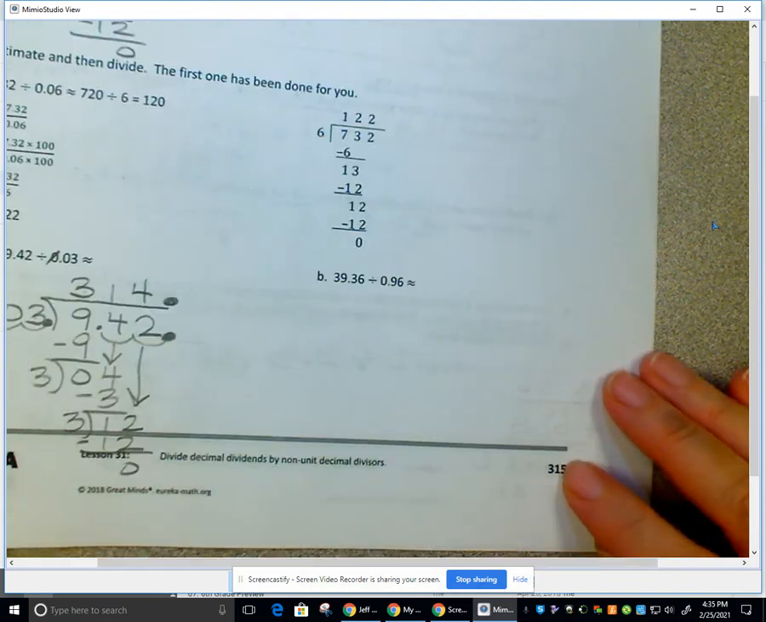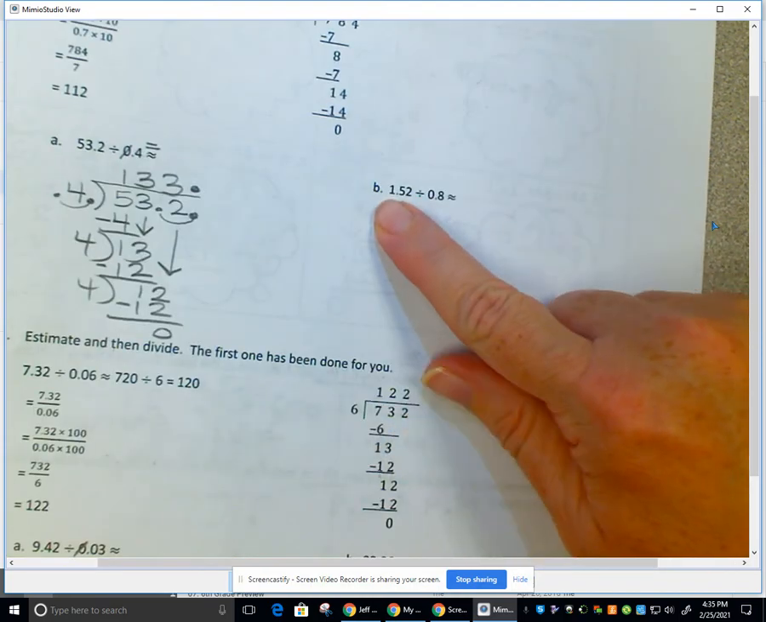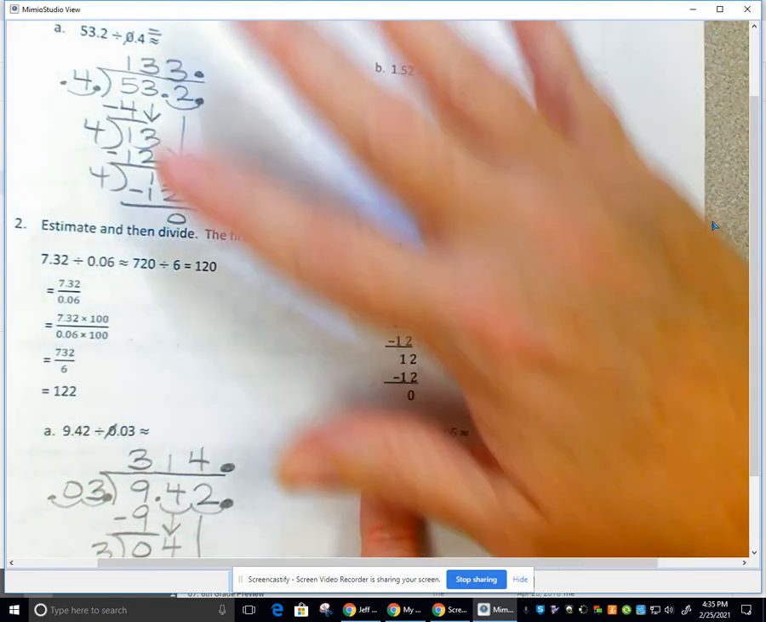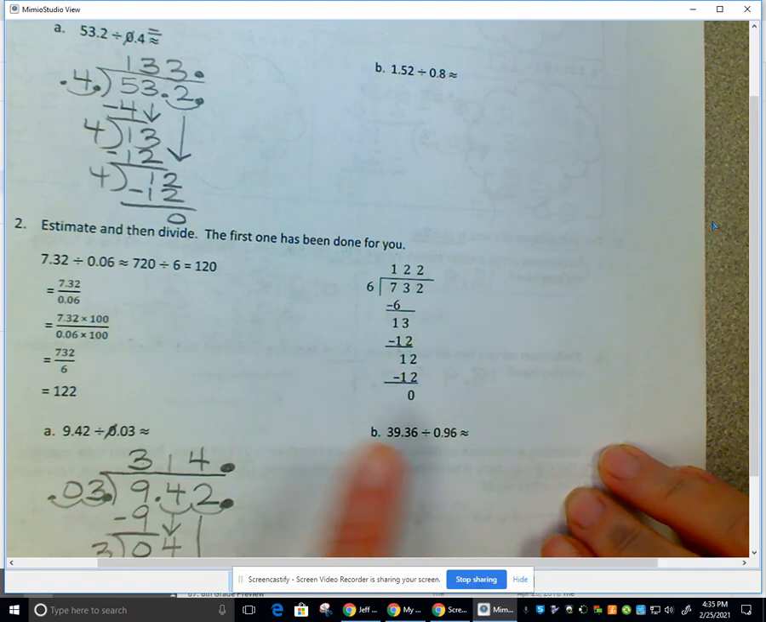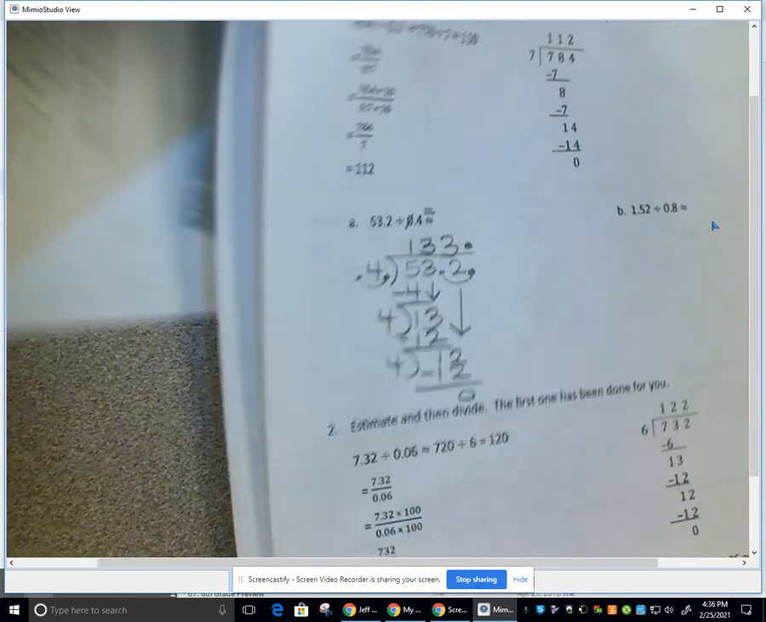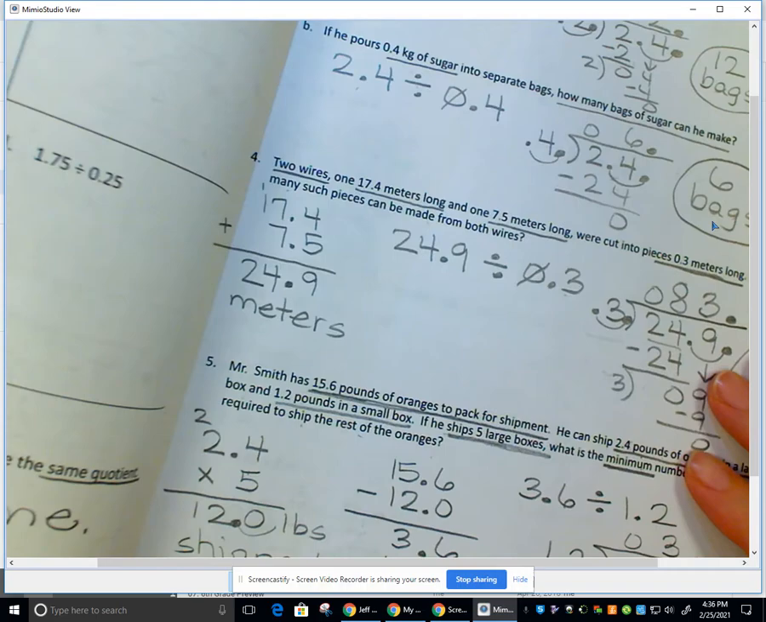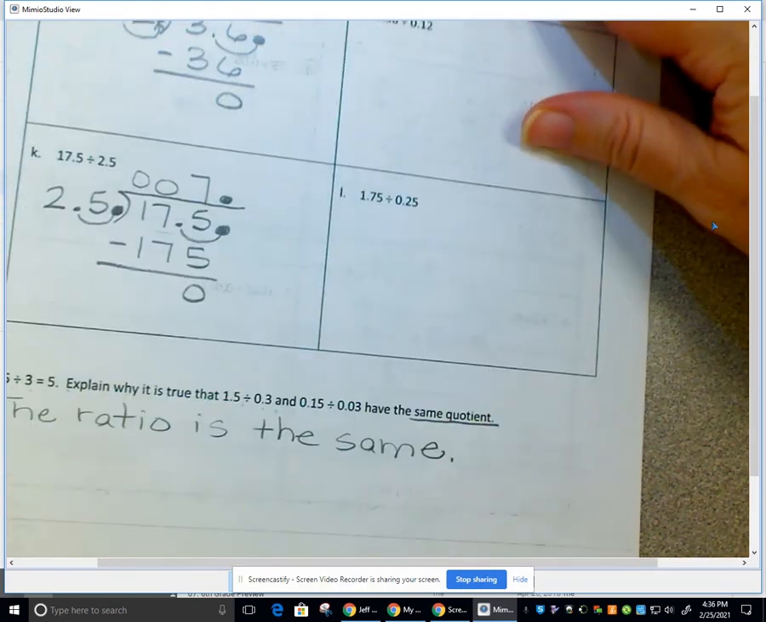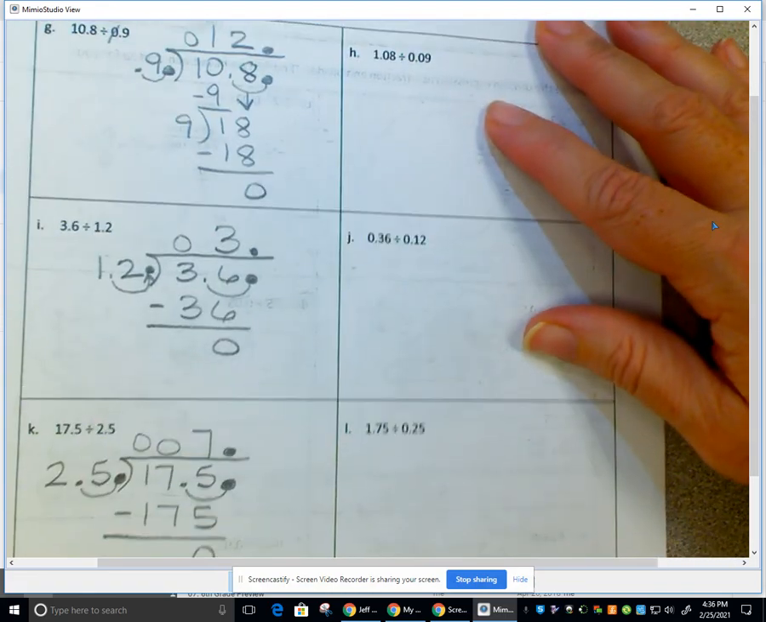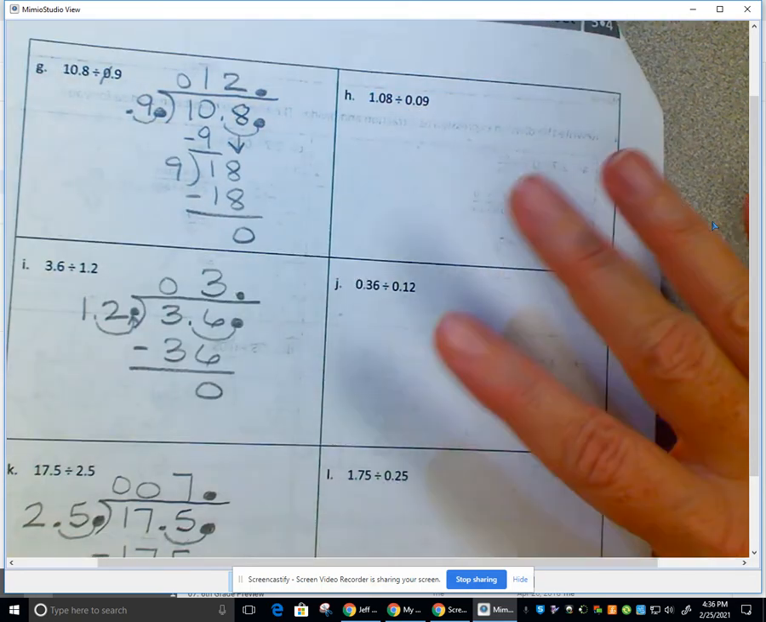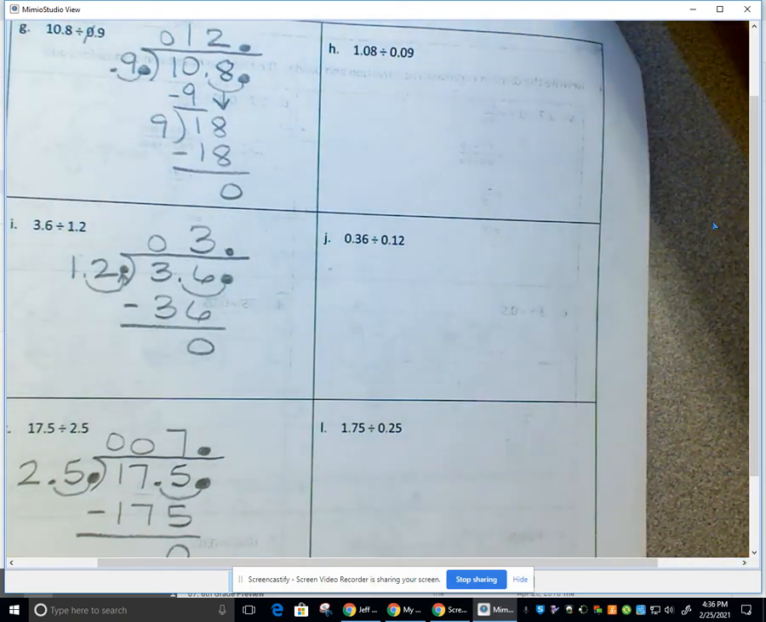All right, turn back. On 315, circle B and B. I want you to divide these. Take a picture of this page and send it to me. And then, let's see. Then on page 308, you're going to go do H, J, and L. Take a picture of that, send it to me. Let me know if you have any questions.